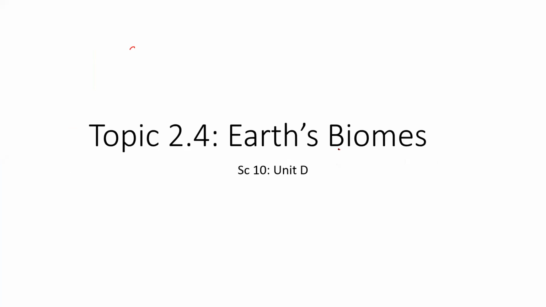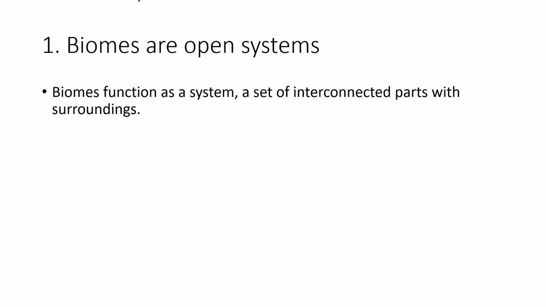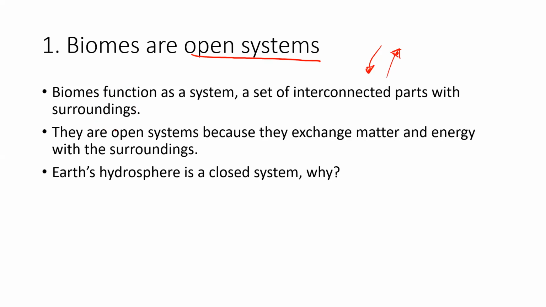Earth's biomes, these are the large terrestrial ecosystems on the world. And they're open systems. An open system means that things can move in and out of it. It's not like an aquarium with a lid on it, for example. We can have immigration, emigration. Sunlight comes in, wastes can be removed, things like that. So they function as interconnected parts with surroundings. They exchange matter and energy with their surroundings.